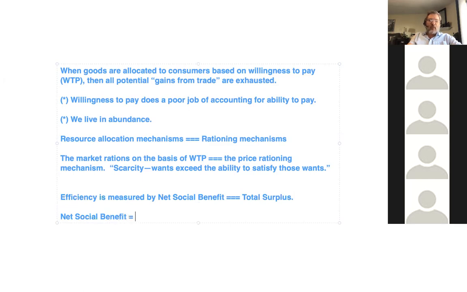and notice this isn't a triple equal sign, this is just a regular equal sign. So this is an equation: net social benefit is total social benefit minus total social cost. And I'll say also that total social cost is just the costs to society of producing the resources. And most of those costs are the costs that you guys are familiar with.